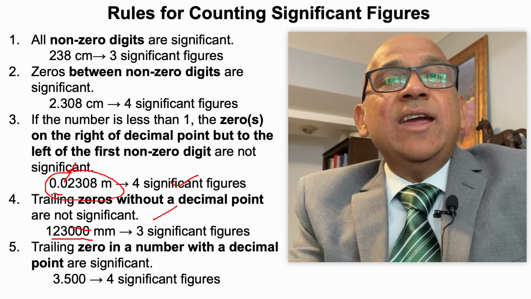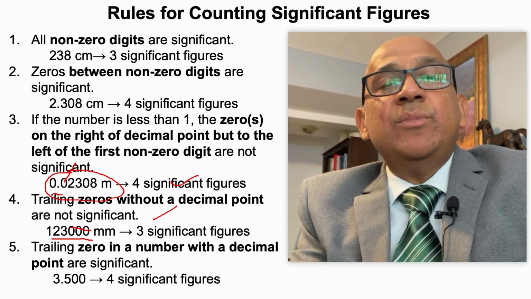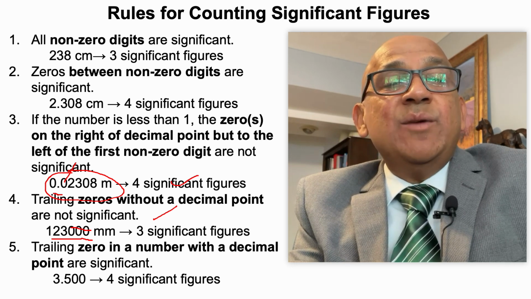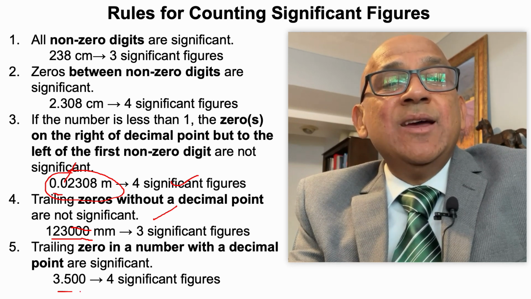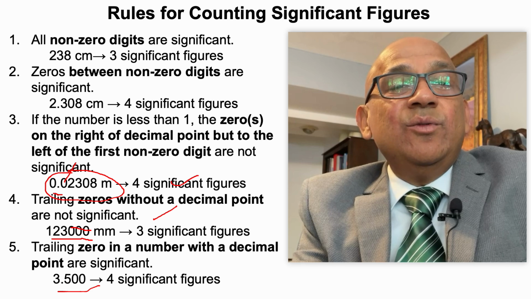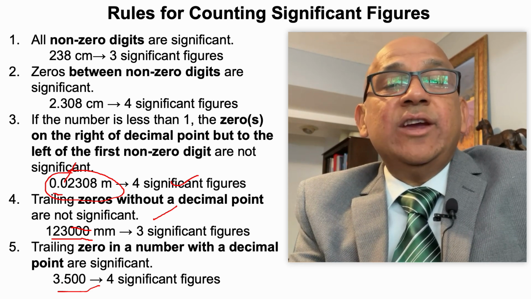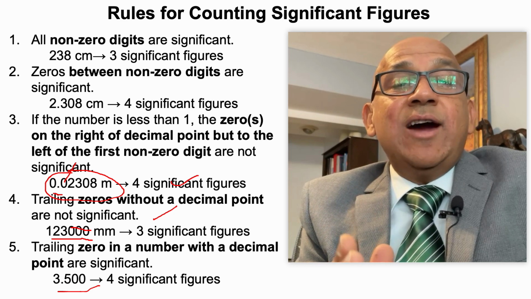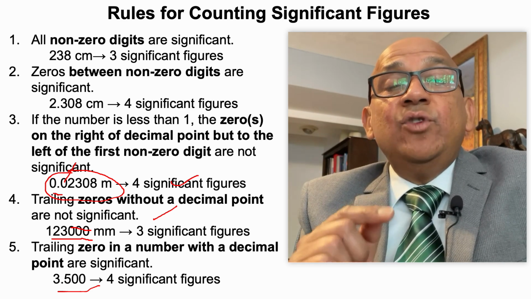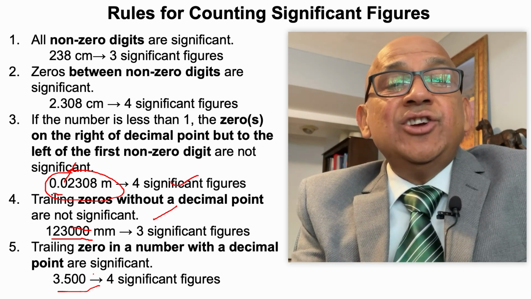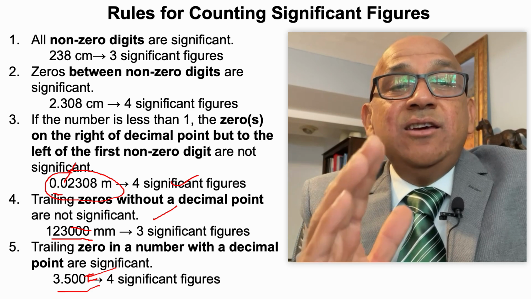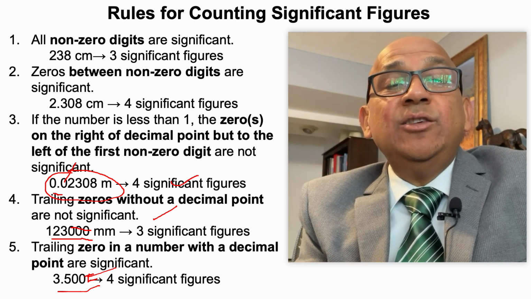Then rule number 5 is that trailing zeros in a number with a decimal point are significant. So if you write a number like 3.500, then here all zeros are also significant. So it has 4 significant figures. If you are writing 3.500, then one would understand that your precision is up to the last digit. Your measurement is precise up to that point.